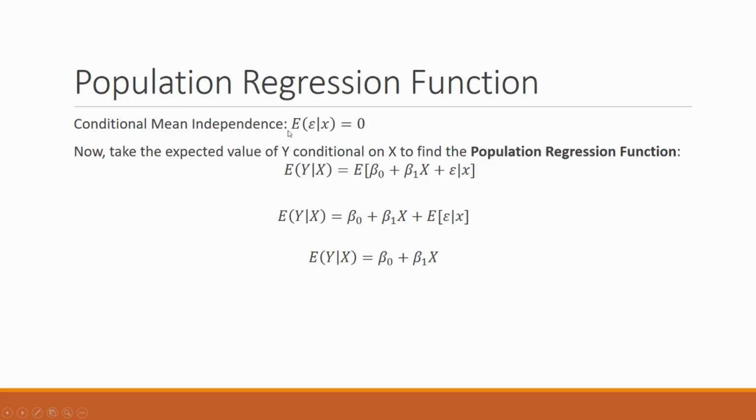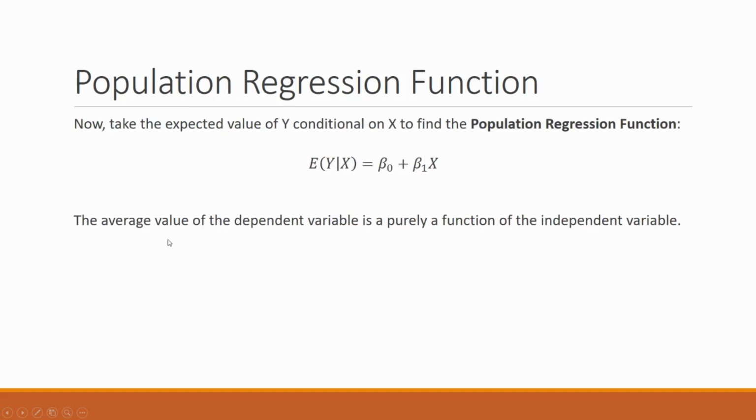So if the conditional mean independence assumption holds, then the expected value, the average value of the dependent variable, is equal to our simple linear model. That means that this simple regression model accurately describes the average value of the dependent variable conditional on x. All right, what does that mean? The average value of the dependent variable is purely a function of the independent variable.